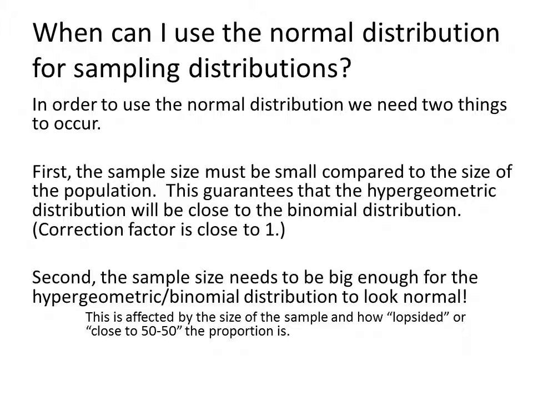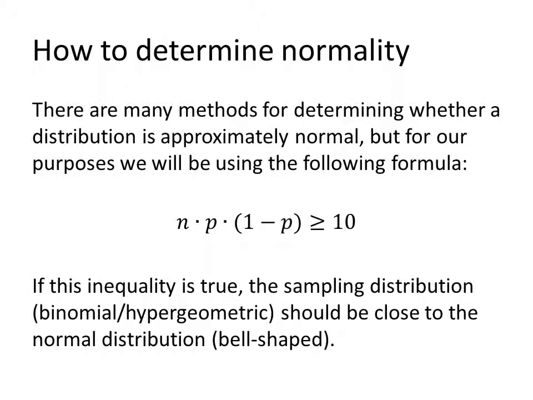This is going to be affected by a few things. Of course, the size of the sample is going to make a big difference, but also the proportion, that is, how close to 50-50, say, the good and the bad are, or the different things that we're measuring are. So these two things are going to matter when seeing whether things are normally distributed.